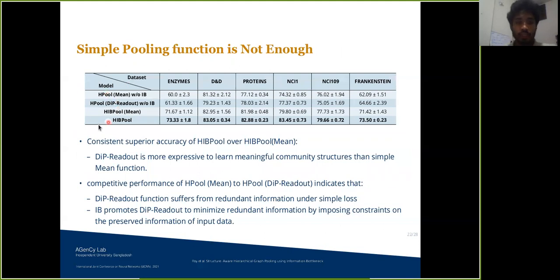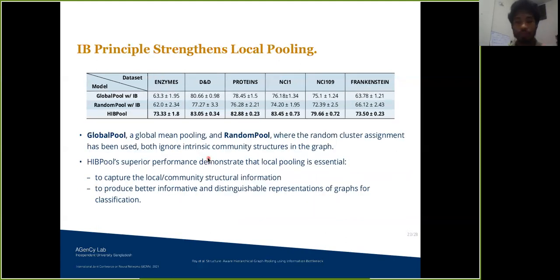In this table, we can see that HIBPool consistently outperforms HIBPool mean, which means that deep readout is more expressive to learn meaningful community structure than simple mean functions. On the other hand, HIBPool mean without IB and HIBPool deep readout without IB show competitive performance to each other, which indicates that the deep readout function suffers from redundant information under a simple classification loss, and it demonstrates that IB promotes deep readout to minimize redundant information by imposing constraints on the preserved information of input data.